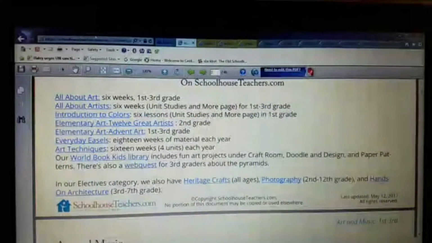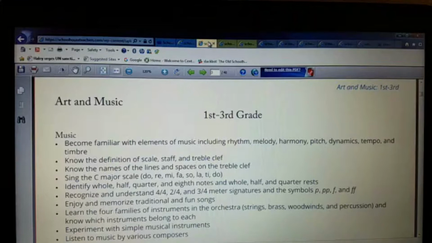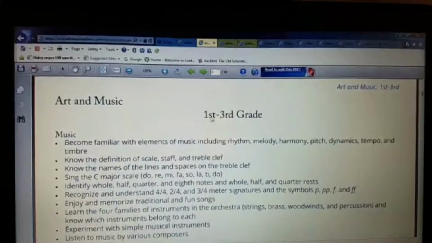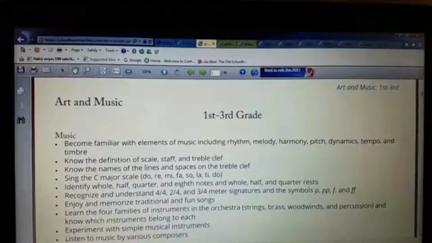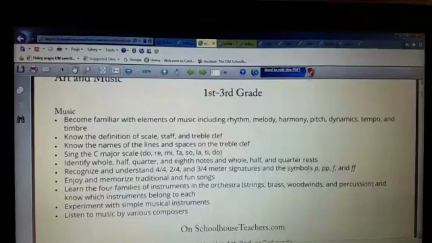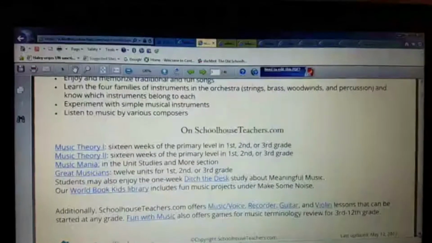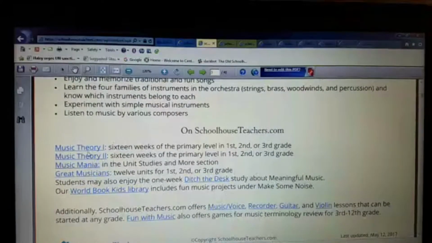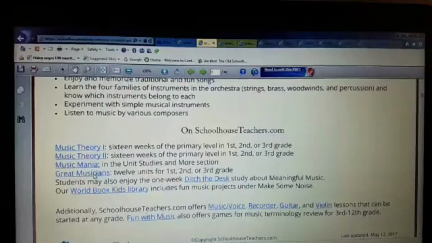Now, if I go back here, it's going to show me what I need to do in music. This says it needs to know some definitions. You need to know how to sing in the C major scale and recognize some of the symbols and enjoy some fun songs. So here are some of the classes listed on schoolhouseteachers.com. Now, the one I want to look at is Great Musicians, 12 units for 1st, 2nd, and 3rd grade.